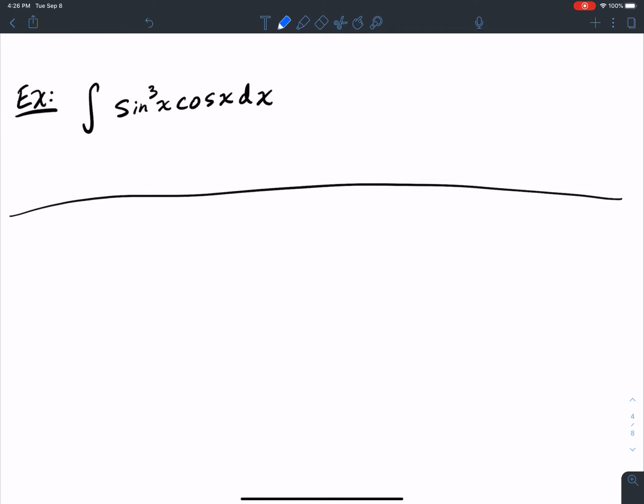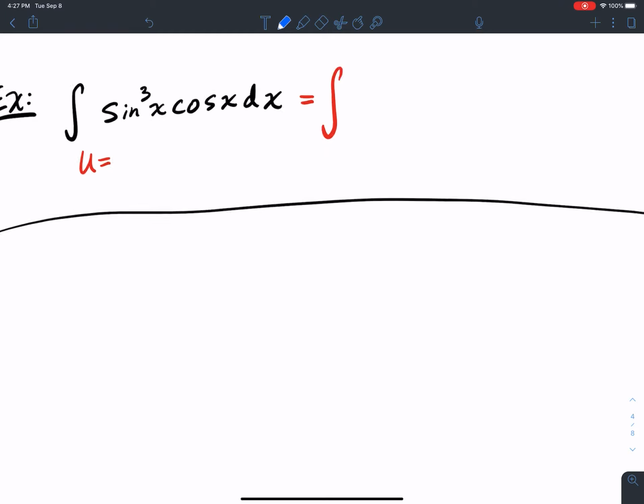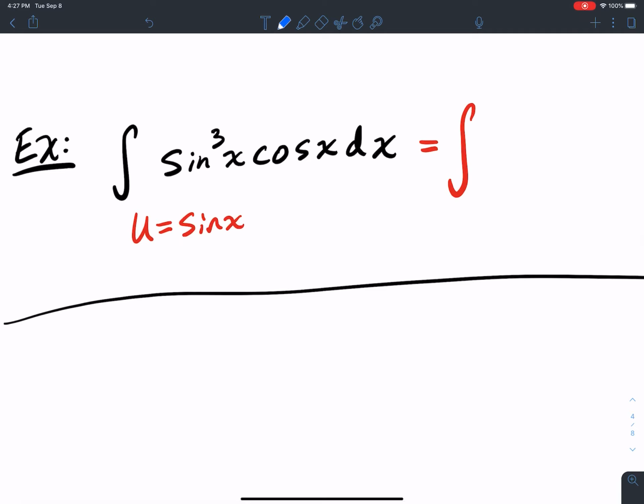Okay, so we're going to integrate sine cubed times cosine dx. So I want to find the indefinite integral of this. First thing I'm going to do is rewrite this in terms of a u. So I need a u substitution. What I'm going to do is let u equal sine of x. If u equals sine of x, that's kind of like my inside function.